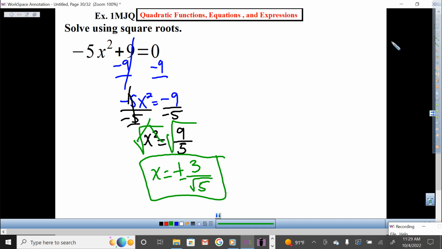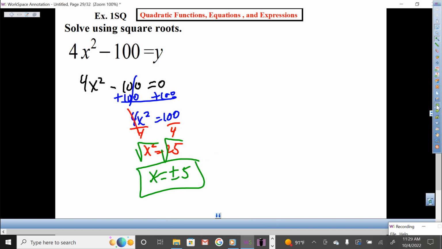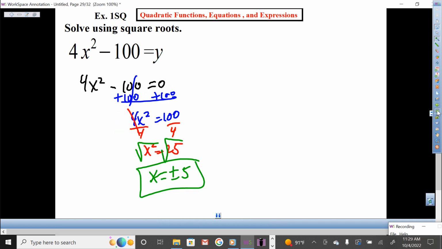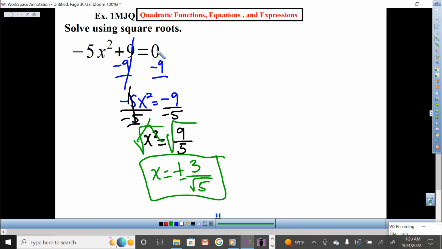All right? So with that said, we're done with solving by square roots. But what can we conclude for all of them? What was step 1, everyone? That we made y equal to 0. And that's for all of them. Even this one, they already converted the y to 0.